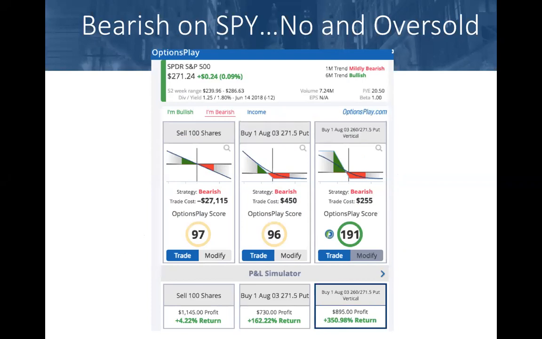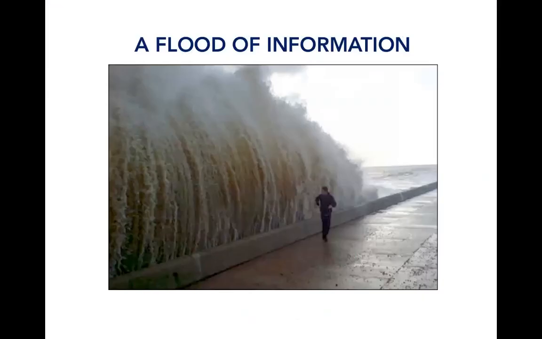We got the start of a rally today. If you're bearish, the risk-reward ratio, if the S&P drops 4.5% by August 3rd, when this option spread expires, buying the 271.50 put, selling the 260 put against it to reduce the cost, reduces the cost by almost 50% from buying the put outright. That's why we like vertical put and call spreads. Very good risk-reward ratio, but the timing isn't quite right.